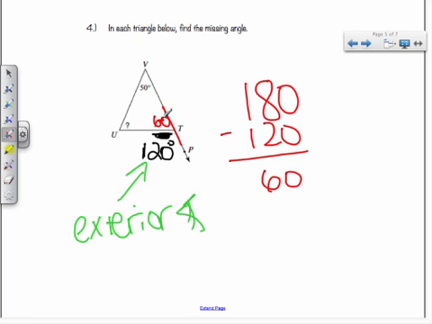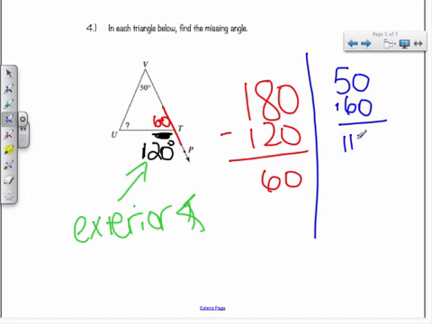Then, based on that information, I can take this 50 and this 60 and use it to figure out what this missing angle is right here. So to do that, I have to add 50 and 60 together, and I end up getting 110 degrees. And then I just subtract 110 from 180 because the angles in a triangle add up to 180.